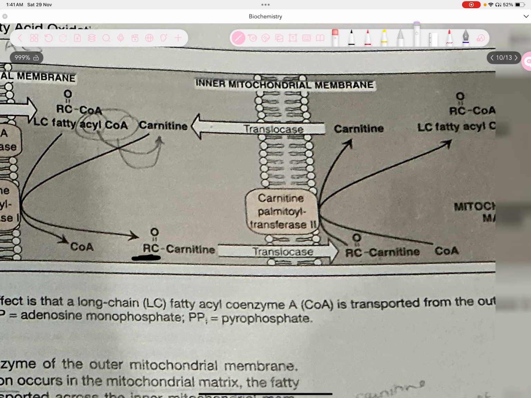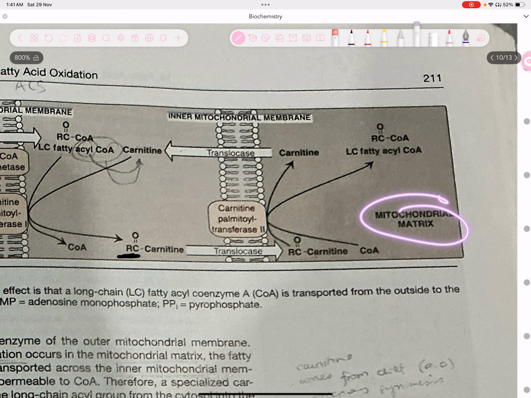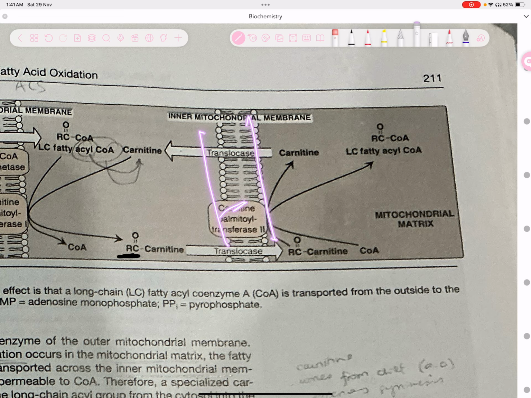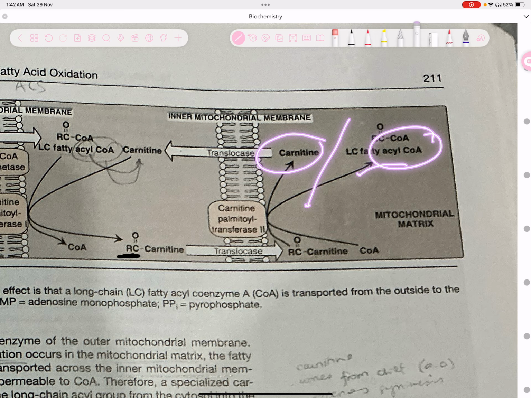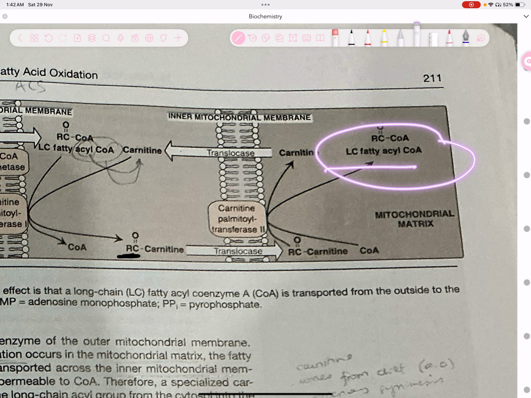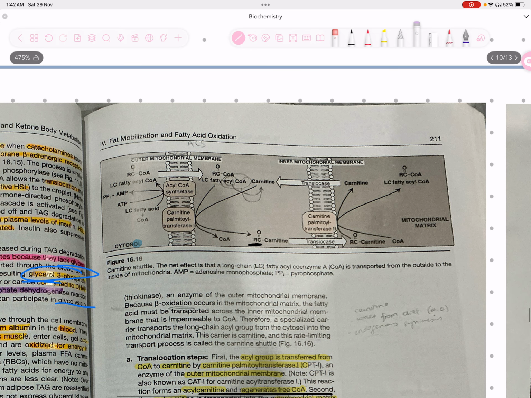Now, once in the mitochondrial matrix, you have carnitine palmitoyl transferase 2, which is CPT-II in the inner mitochondrial membrane. This is the second enzyme. Now, this acyl carnitine comes in contact with that, and again, the CoA binds, the carnitine separates from fatty acyl, and fatty acyl gets bound to CoA once again. So you have a proper long chain fatty acyl CoA. So this is your carnitine shuttle.